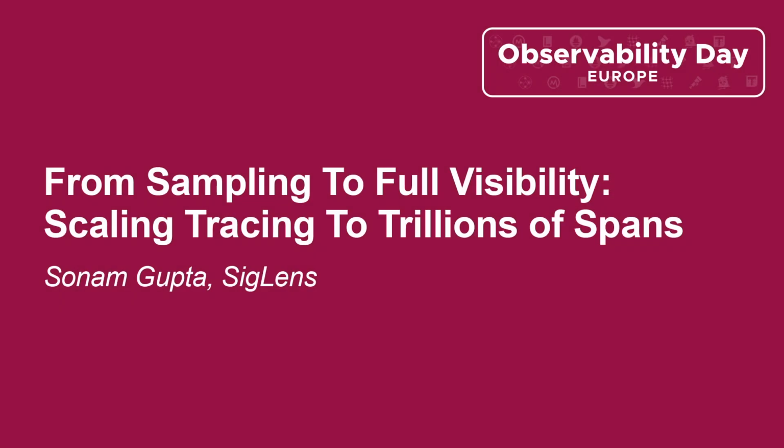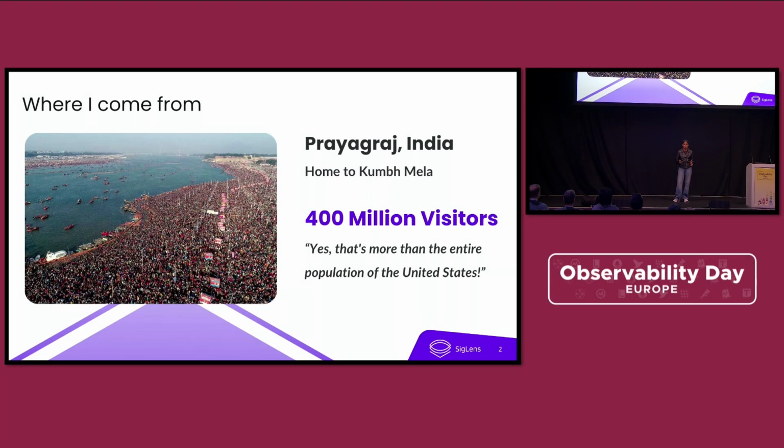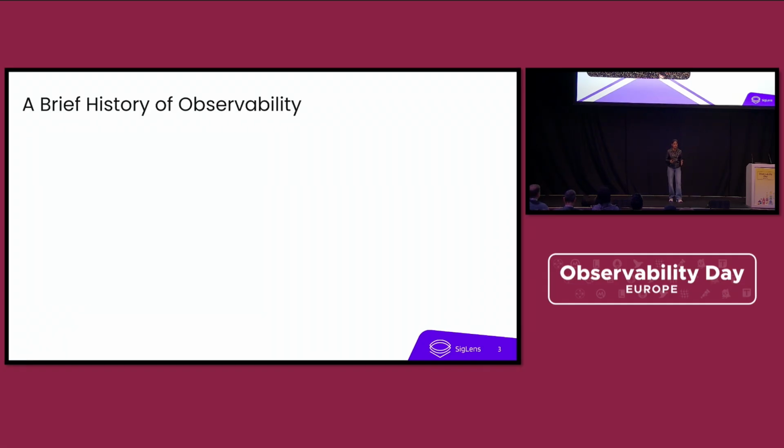3 months, and 400 million visitors come to this place. And yes, that's more than the entire population of the United States. Now, before I get into sampling and tracing, let's do a little bit of history of observability.